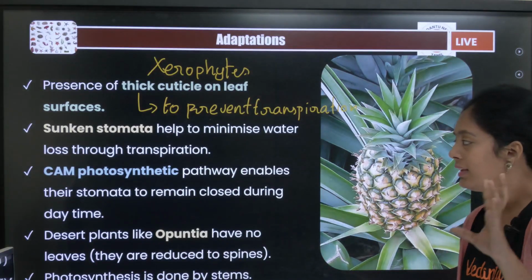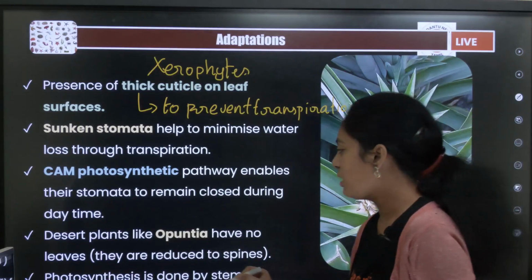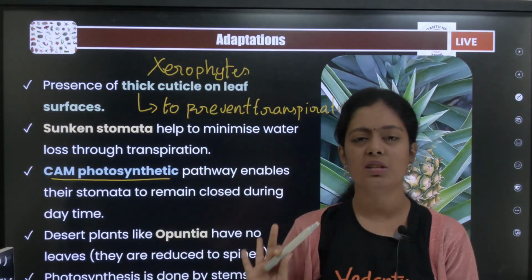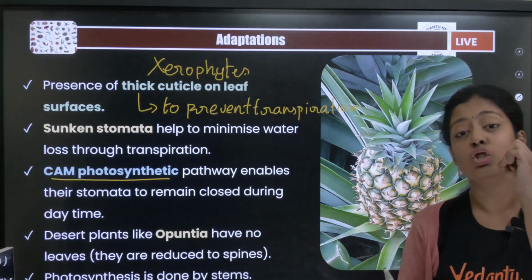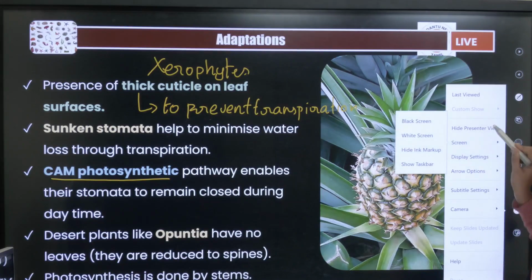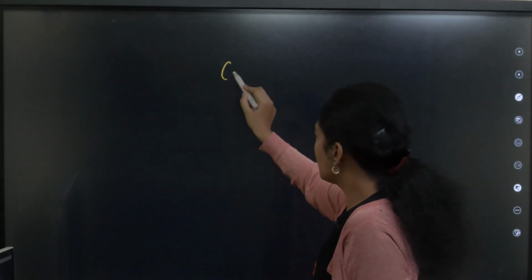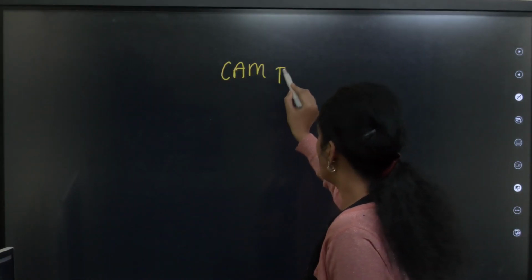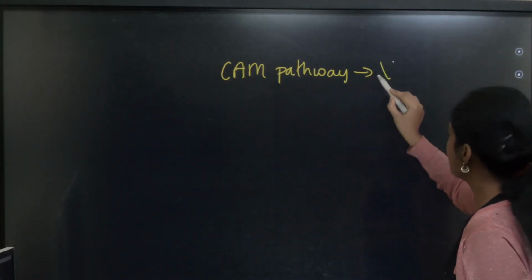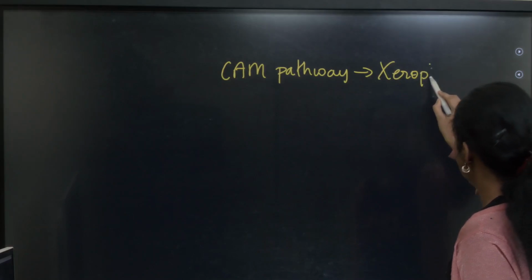Very important. Then they undergo CAM photosynthesis. Ma'am, what is CAM, ma'am? It is a special type of photosynthesis, pasangala, wherein the stomata is open. I will write and show you. It's quite important. Okay, CAM pathway or CAM photosynthesis. It is a specialized photosynthesis in xerophytes.